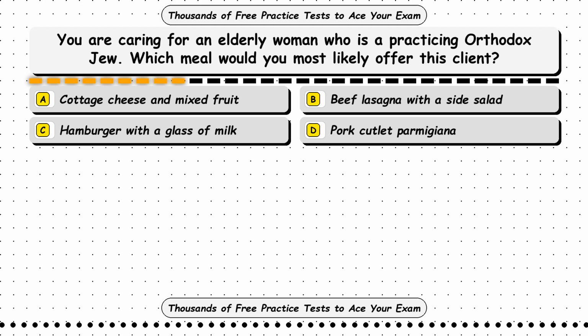Which meal would you most likely offer this client? Option A, cottage cheese and mixed fruit. Option B, beef lasagna with a side salad. Option C, hamburger with a glass of milk. Option D, pork cutlet parmigiana.